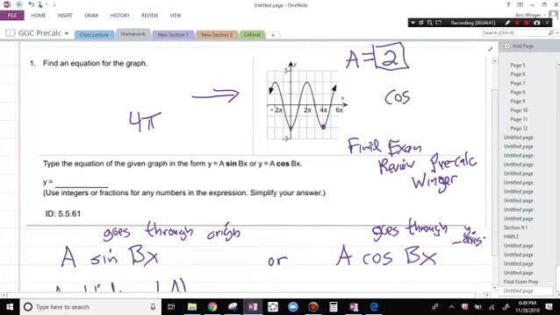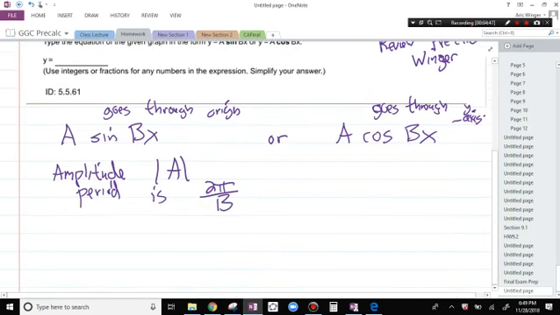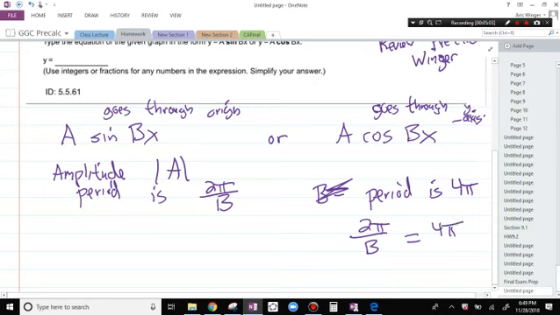Is that okay? So now let's find out what b is. The period from the picture is 4 pi, but the formula for the period is 2 pi over b. So 2 pi over b is equal to 4 pi, and we need to solve for b. Flipping both sides, b over 2 pi is equal to 1 over 4 pi. Then we'll multiply both sides by 2 pi. B is 2 pi over 4 pi. B is 1/2.